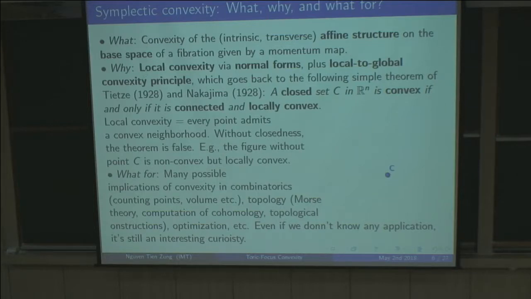And why is it convex? Usually the most natural way to show this convexity is, first of all, we need local convexity. We must know that locally the thing is convex. The local convexity comes from normal form theorems. And then we need a principle which is called the local-to-global convexity principle, which says that if something is locally convex plus some additional conditions, which are very minor conditions, easy to verify, then the thing is globally convex. Okay? And this principle goes back almost a century ago.